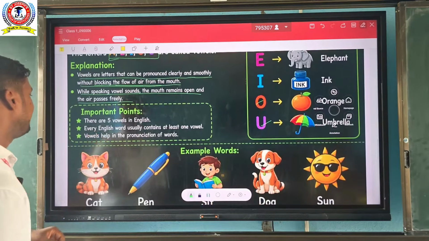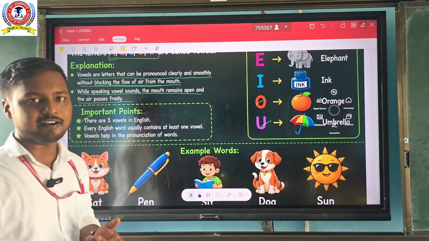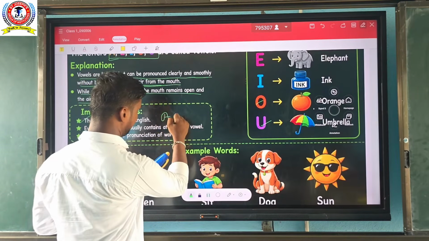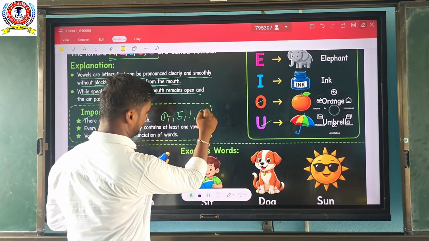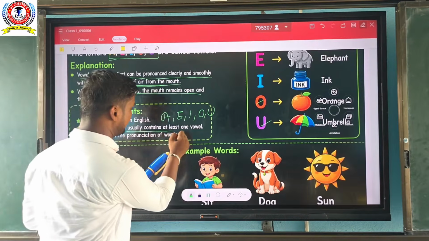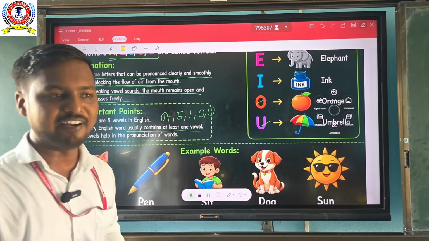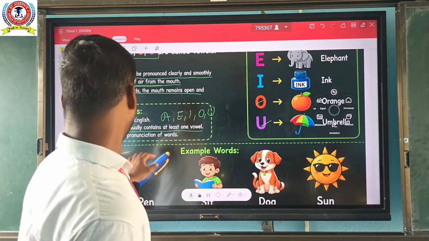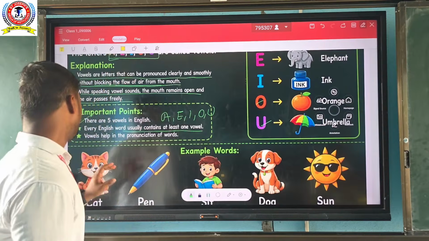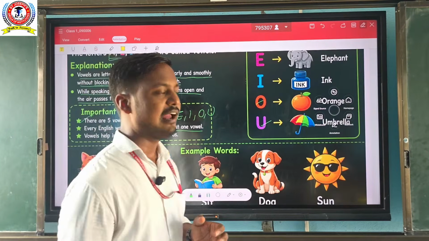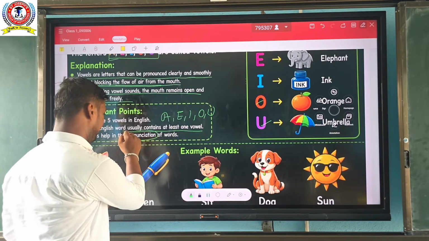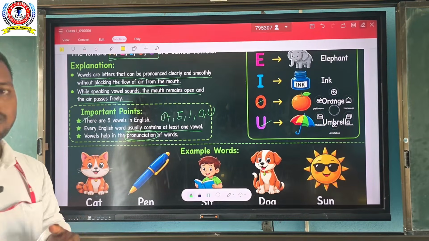And important points: how many vowels are there? Students, how many vowels are there? There are 5 vowels. What are they? A, E, I, O, U. These are the vowels. And every English word usually contains at least one vowel. You can find that whenever you are writing, every English word usually contains at least one vowel. Vowels help the pronunciation of words. That means when you are pronouncing a word, vowels help you to pronounce.